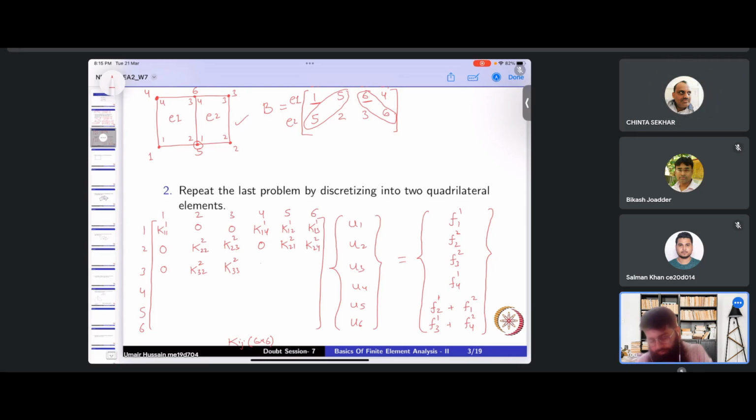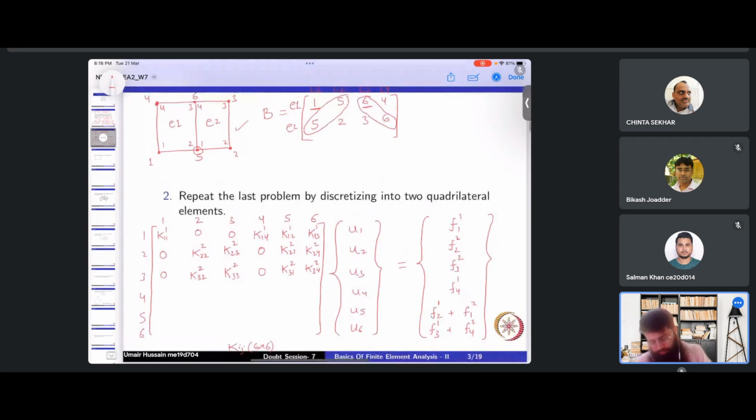3 4, the global nodes 3 and 4, are they connected? No. 3 and 4 are in separate elements, not in the same line. So we'll have 0 here, right? Okay. And 3 5, do we have a connection? Yes, we have a connection between 3 5. So 3 5 is K3 1 of element 2. And 3 6 also we have. Yes, K3 4 of element 2.